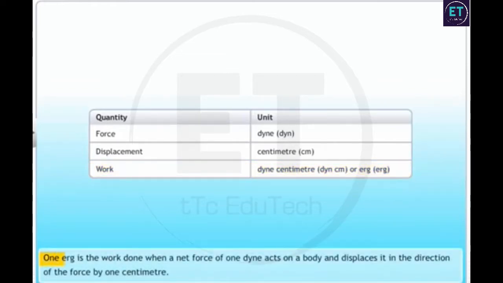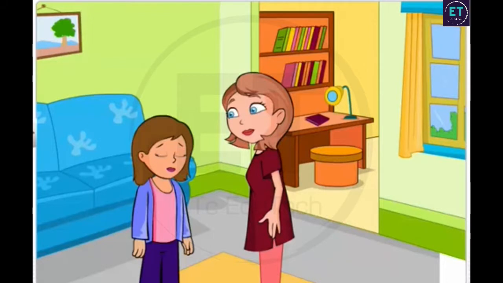Thus, 1 erg is defined as the work done when a net force of 1 dyne acts on a body and displaces it in the direction of the force by 1 centimeter. Are joule and erg related then? Sure they are. Let's determine how exactly they are related.